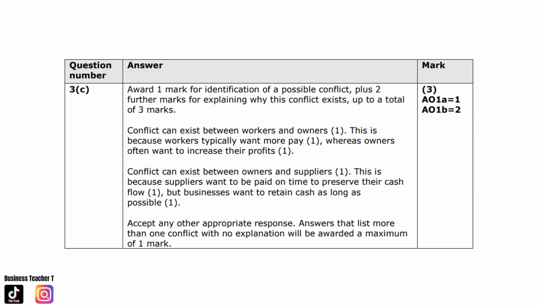Or you may have written, conflict can exist between owners and suppliers. This is because suppliers want to be paid on time to preserve their cash flow, but businesses want to retain cash as long as possible. Or any other appropriate response.